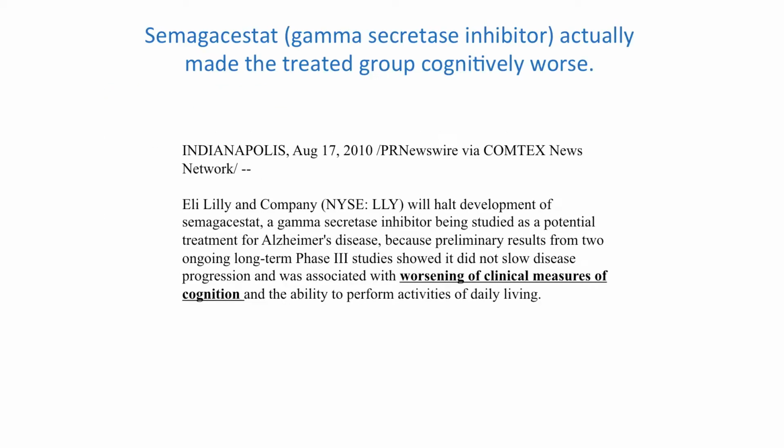Now this is the one that's interesting because this drug actually is the first disease-modifying therapy. When it was tried in a very large phase 3 clinical trial, it actually led to a significant worsening of clinical measures of cognition and the ability to perform activities of daily living. Okay? So these are primary pre-mortem clinical measures of the progression of Alzheimer's disease.